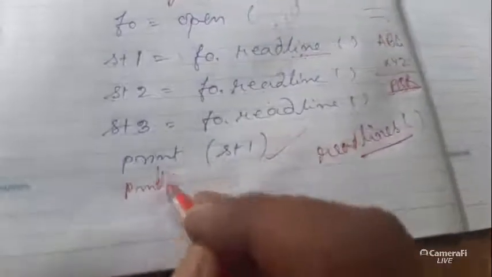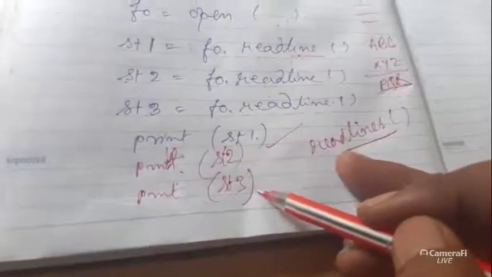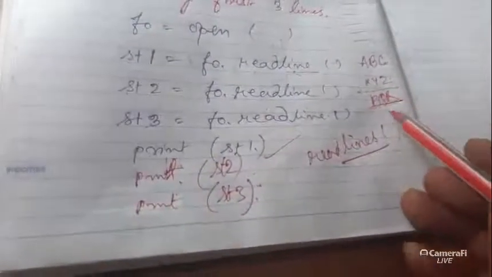Finally we have to print all three lines: print st1, then print st2, then print st3. These three lines we simply print one by one. So first ABC will be printed, then XYZ, then PQR. If the file has more lines, since we have fetched only three lines, only the first three lines will be displayed. This is the way we can print the first three lines of a file.